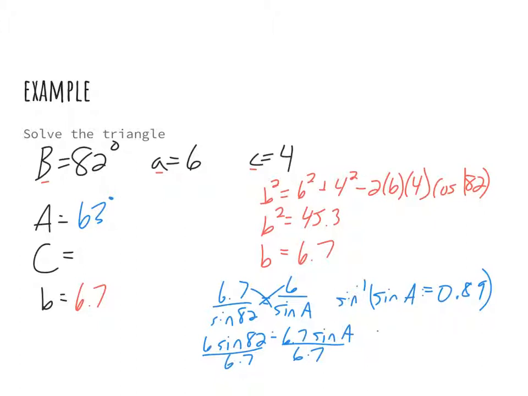And then again, to find angle C, I add up the two that I do have, and then I subtract it from 180. So I'm going to take 180 minus 145. That's going to get me an angle measure of 35 degrees. So a little bit easier to use the law of sines for that. So if you choose to do that, that's fine. Otherwise, you can use the law of cosines that we did before.